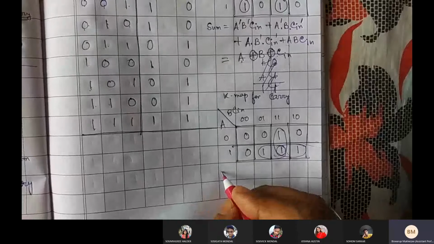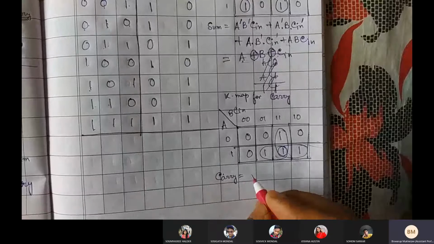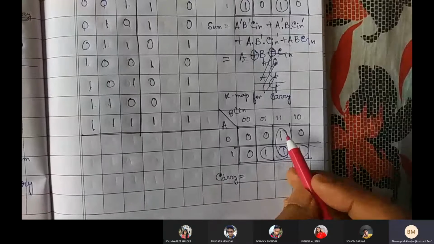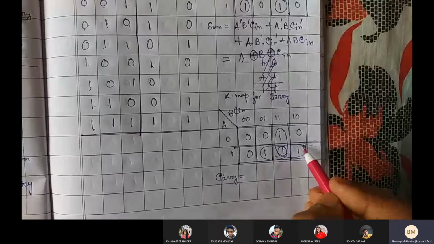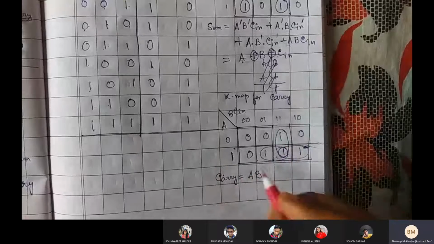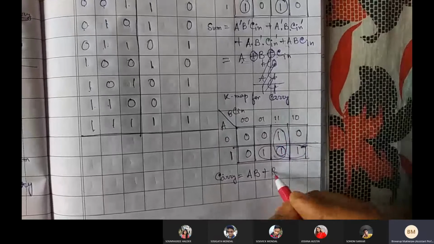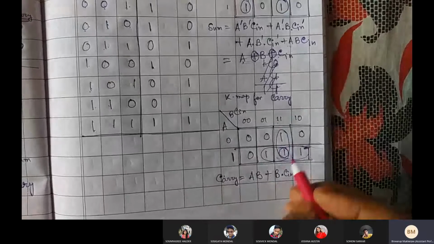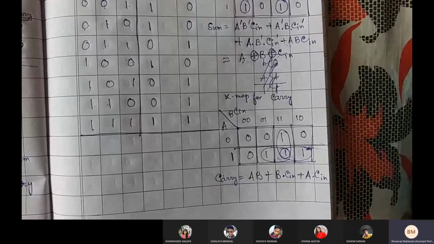So what we can write down, carry is equal to, maybe I am initially taking this one, so that is A dot B, plus I'm taking this one, B dot C in, plus this one as A dot C in. Right. So AB plus BC in plus AC in. So these are the circuit.